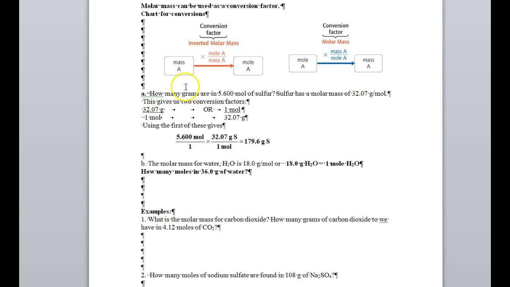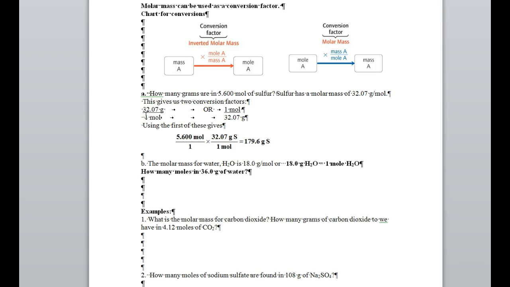they want us to say how many grams are in 5.6 moles of sulfur. Sulfur has a molar mass of 32.07 grams per mole. So basically we can either use it as 32.07 grams per mole, or 1 mole per 32.07 grams, depending on whether we're going to multiply by moles or divide, based on the information we have.